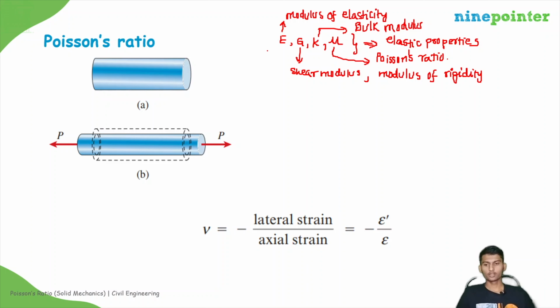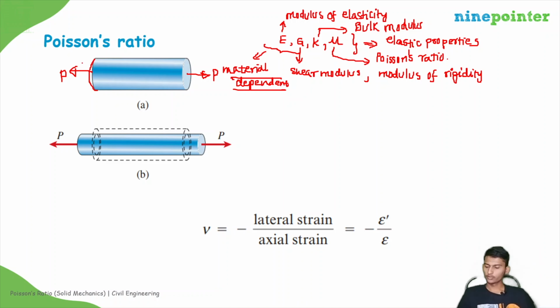So these four properties are material dependent. Okay. Means they vary their values depending on the material, type of material. So suppose if you take a bar with circular cross section and you apply P tensile force. So you know that it will elongate. But you may notice that it will also compress in lateral direction. So to elongate in this direction, it will compress in this direction.